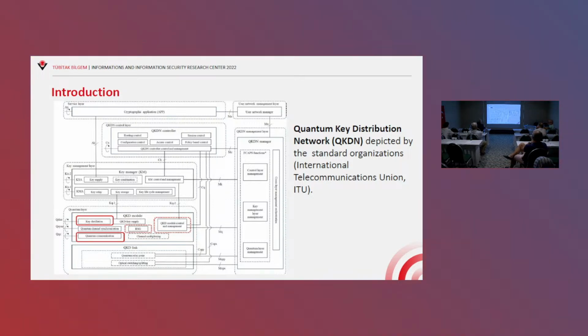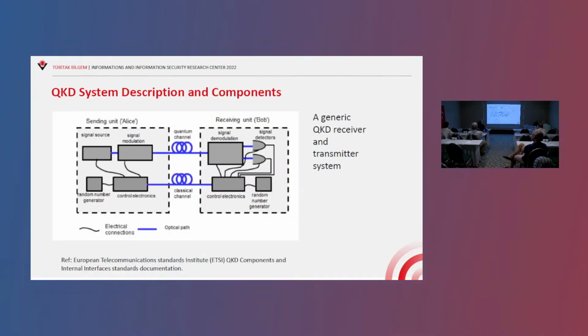So in this standards protocol, this box, which we call the quantum layer, includes all the functions of generating keys and encoding qubits, and this general diagram also depicts how this box, the quantum layer communications box, is interfaced with the other layers of the protocol. So this is a typical QKD system, with its components.